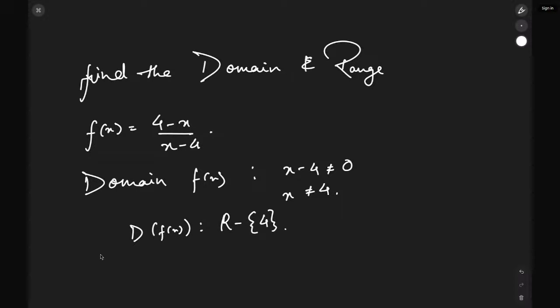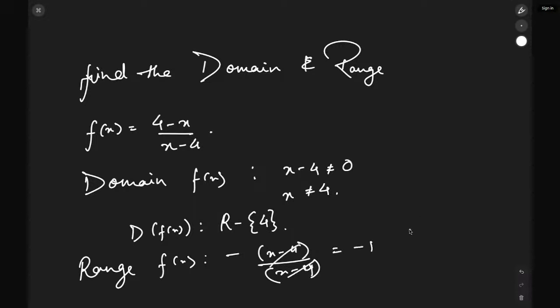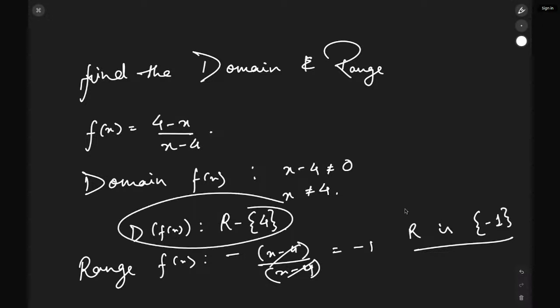And now the range of the function. Range of f(x). If we take minus out, it will be x minus 4. x minus 4 is already there. It is minus 1. So range is only minus 1. Okay. So the domain of the function is this, and the range of the function is this. All right.